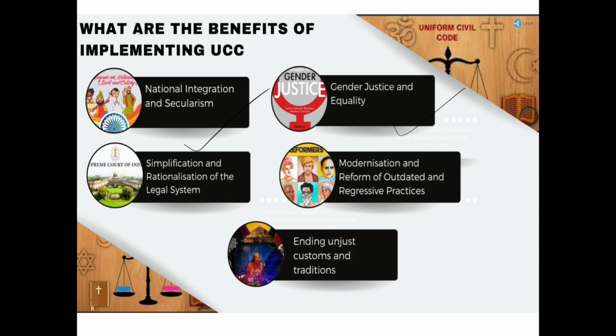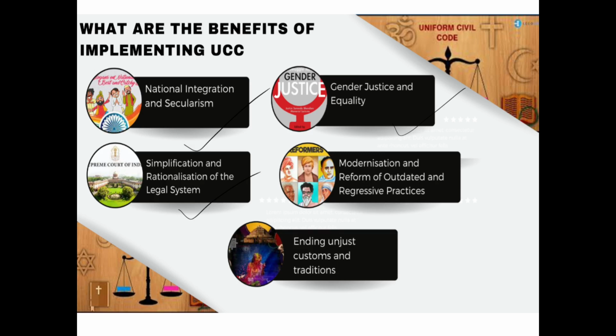So UCC will ensure that the women folk of the country also enjoy equal justice and equality. Now see, if we have all different laws to regulate different kinds of people, it will be difficult for the legal system to implement the law and order. So if we have one uniform code, it will be easy for the legal system to implement the same.